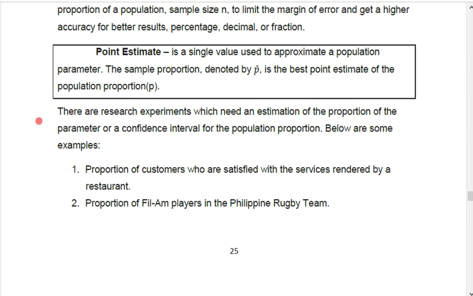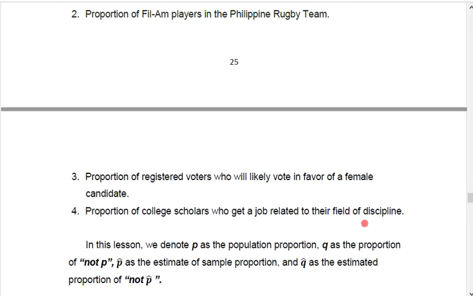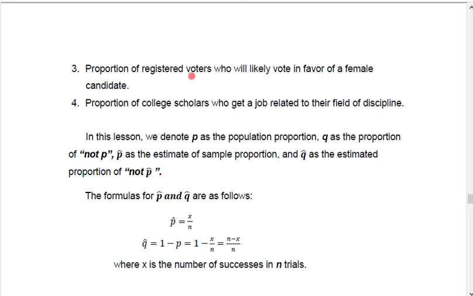Okay? There are research experiments which need an estimation of the proportion of the parameter or a confidence interval for the proportion or the population proportion. Below are some examples. Okay? Proportion of customers who are satisfied with the services rendered by a restaurant, or a proportion of Phil-Am players in the Philippines by a rugby team, proportion of registered voters who will likely vote in favor of a female candidate, okay? Proportion of college scholars who get a job related to their field of discipline, okay?